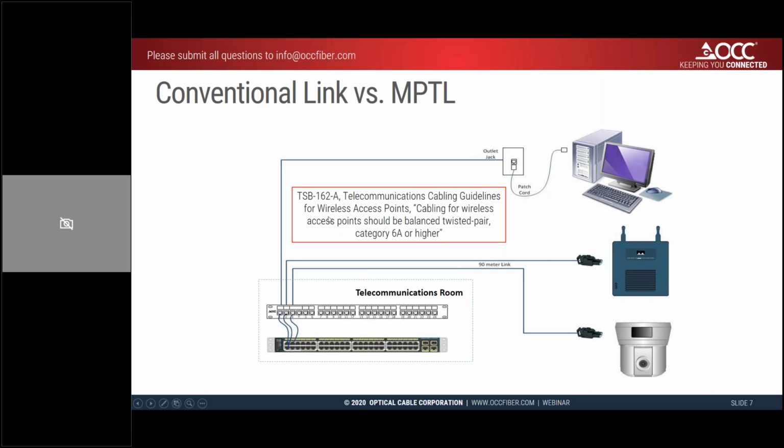But as a note here, TSB 162, which is cabling guidelines for wireless access points, they do recommend that you wire these things with Category 6A or higher cabling. Okay, that's important.